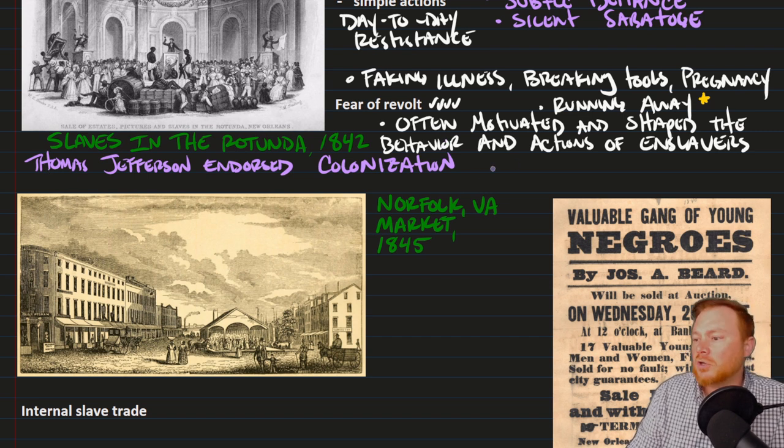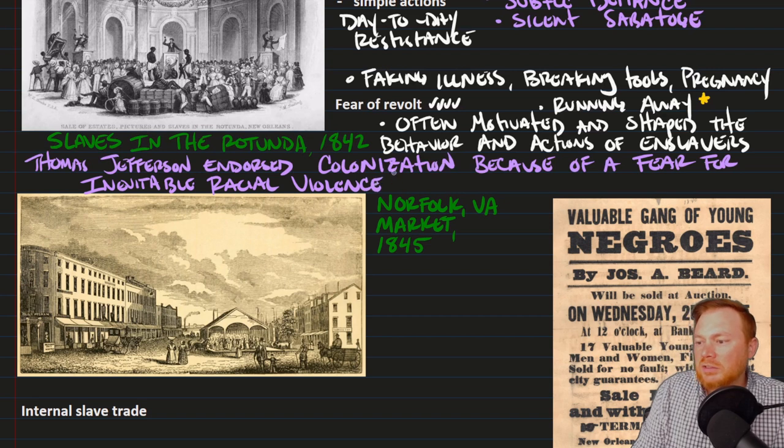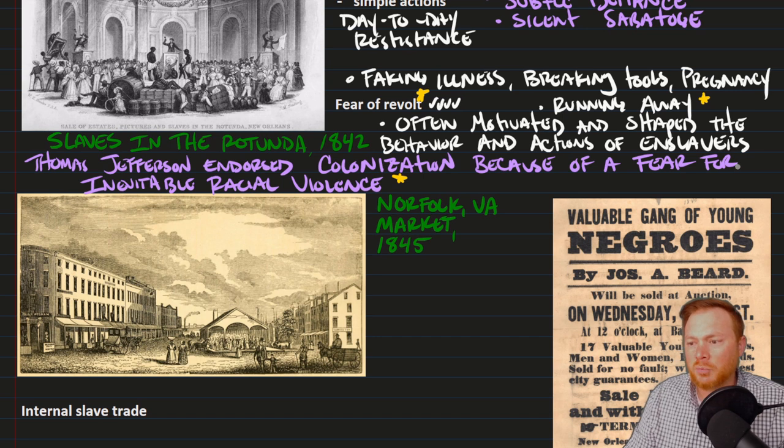And Thomas Jefferson endorsed colonization, we might say, because of a fear for, you might say, inevitable racial violence. And that gives us maybe a little bit of an insight into the minds of the enslaving class, who, again, were very fearful of the violent repercussions that slavery could potentially come with.